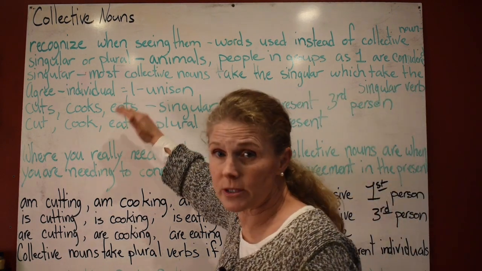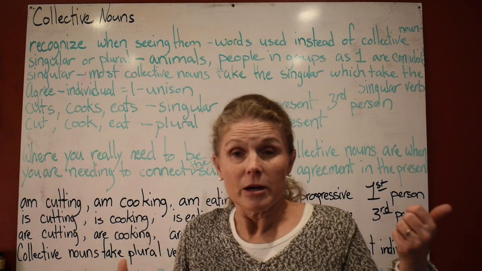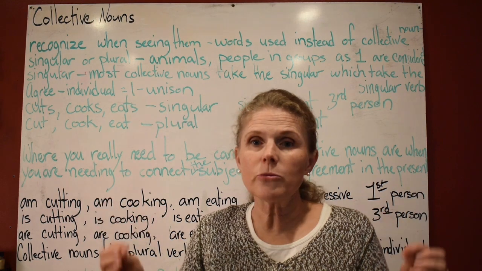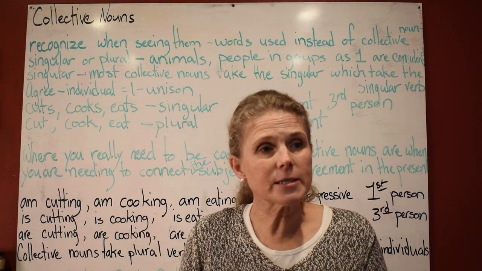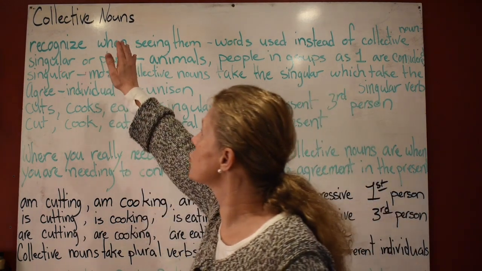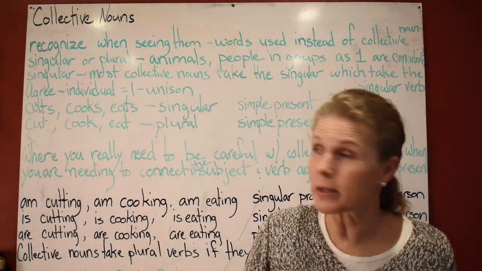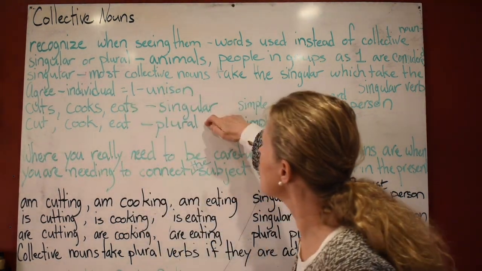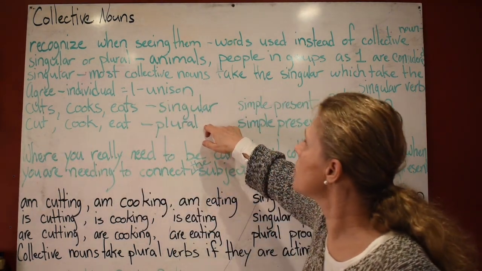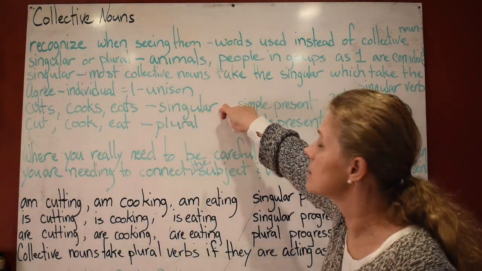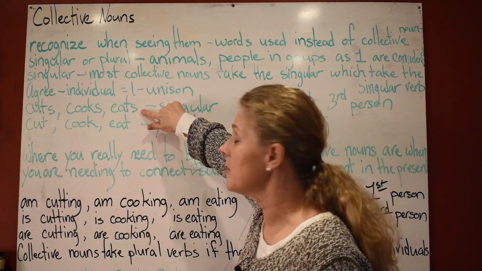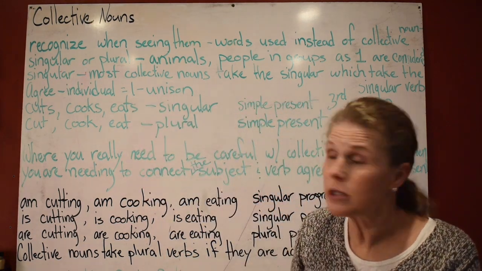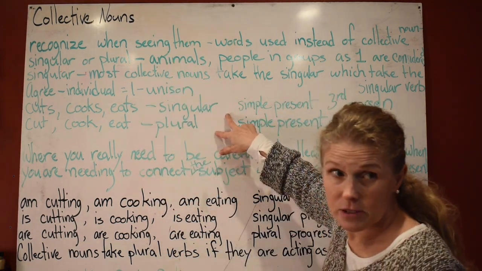You need to worry about them when they're in the present. How are you going to use them? Because remember, in the future your verbs don't change. You just use the same verbs. Where do we change? In the present. That's when you need to make sure you are using your collective nouns properly. So, cut, cook, eat. This looks singular, but it's plural. This looks plural, but it's singular, so this goes with a singular noun. Both can be used with collective nouns.